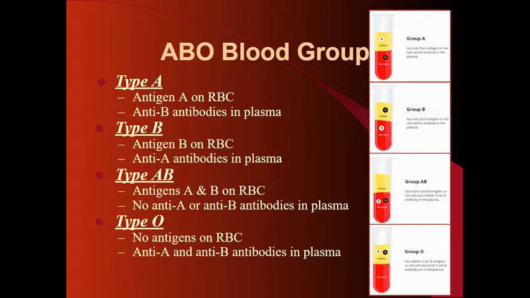Some individuals may have both the A and the B antigen on their red blood cells. If that's the case, they will not be producing any anti-A or anti-B antibodies. And then you could be a type O individual, meaning there are no A or B antigens on the red blood cells, but these individuals will be producing both anti-A and anti-B antibodies in their plasma.